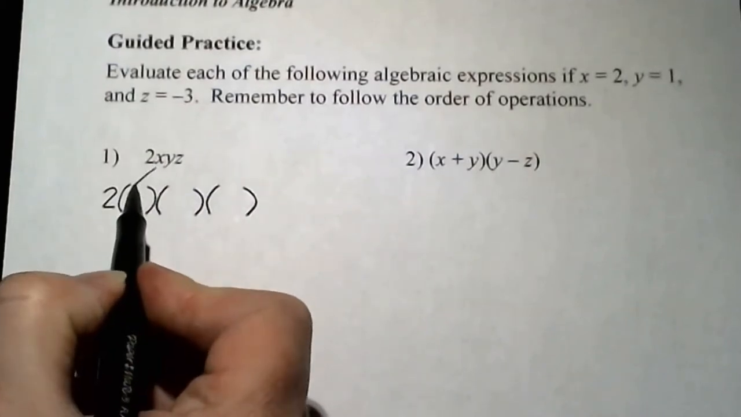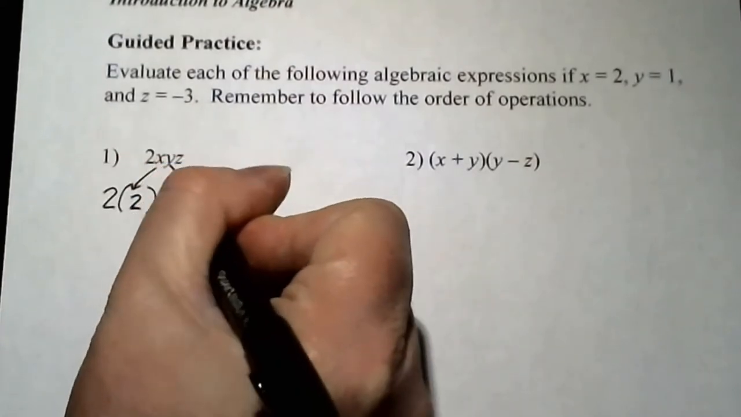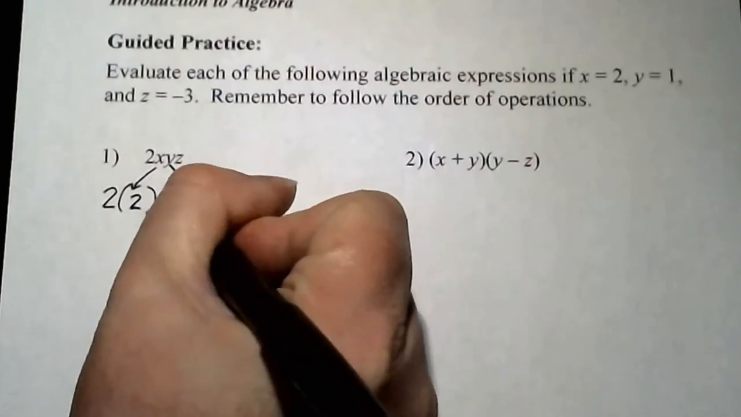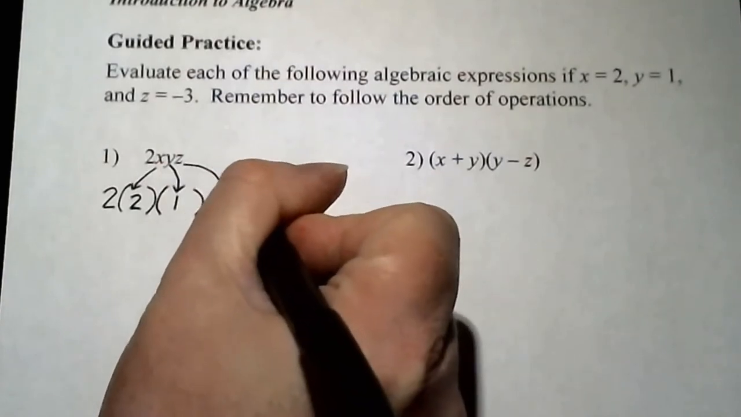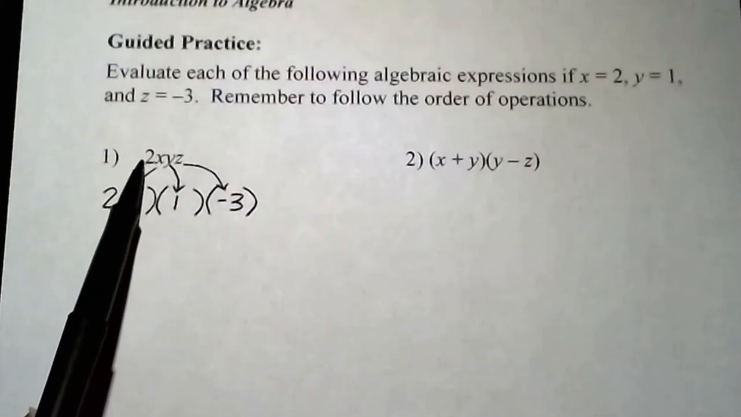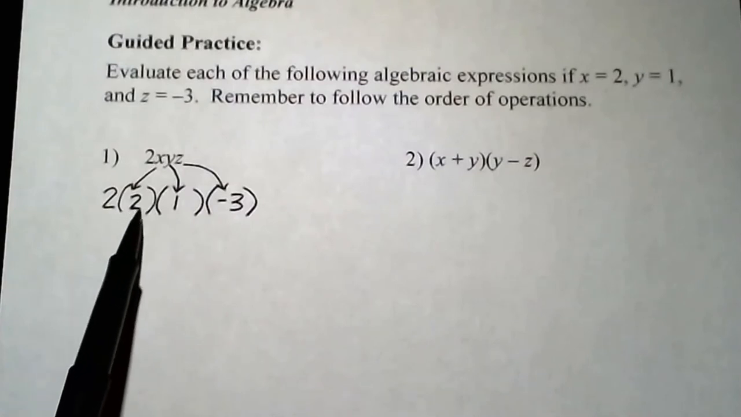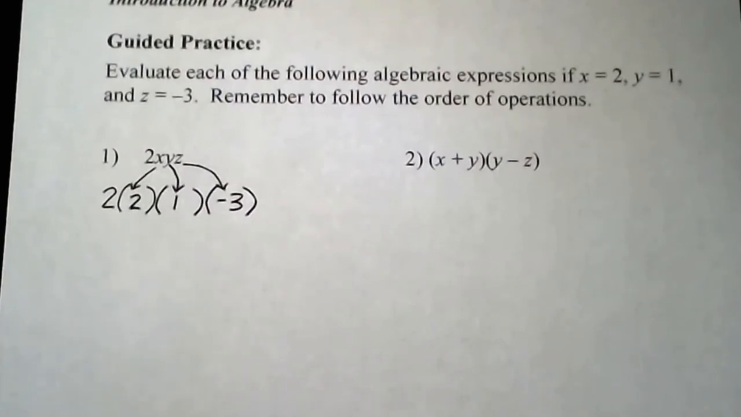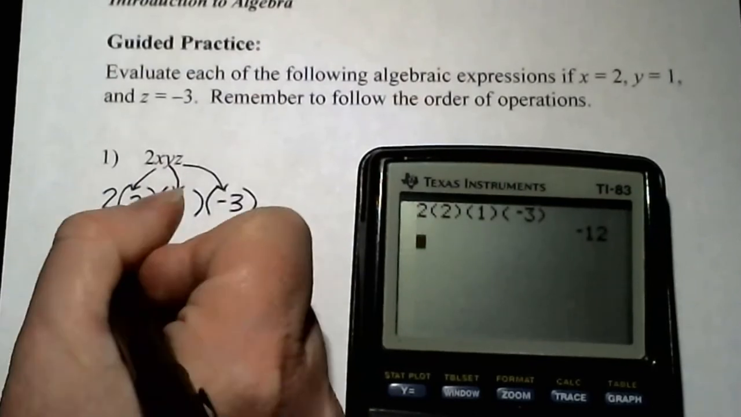Whatever my x is then is going to go in here, which is a 2. Whatever my y is going to go in this spot, which is a 1. Whatever my z is will go in the third spot, which is negative 3. So I substitute first, and then I'm going to work this out. Since all of these letters and numbers are all right next to each other, that means multiplication through the whole thing. So all I need to do is plug this all in and multiply it together. So I typed it in just the way that I saw it on paper, and it gave me an answer of negative 12.